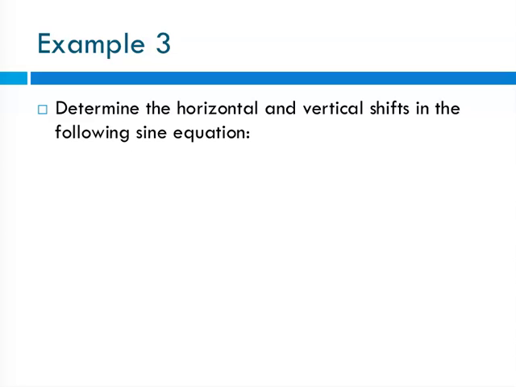Okay, so let's take a look at example 3. It says determine the horizontal and vertical shifts in the following sine equation. Now, one important thing to note is that in the form that I've been giving it to you, the sine and cosine functions with the transformations have been given to you in the form where inside the sine function, the b value is factored out.